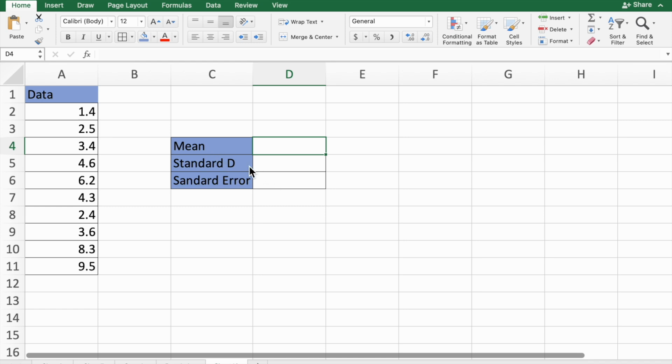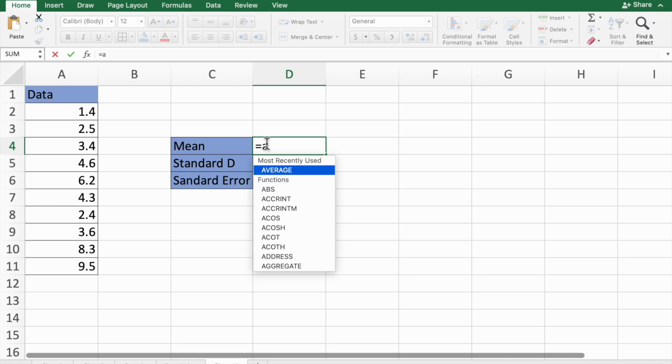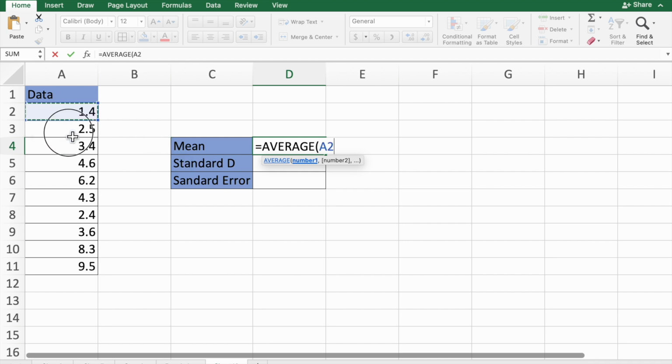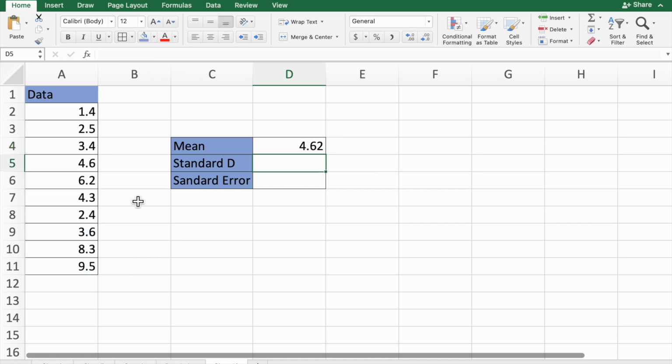Okay, so what you have to do here is just type equals, the formula is AVERAGE. Okay, then choose all the numbers. Okay, then close the bracket. So this will be the mean of this data.